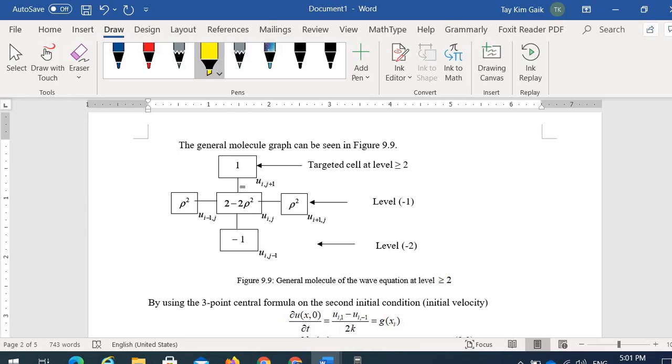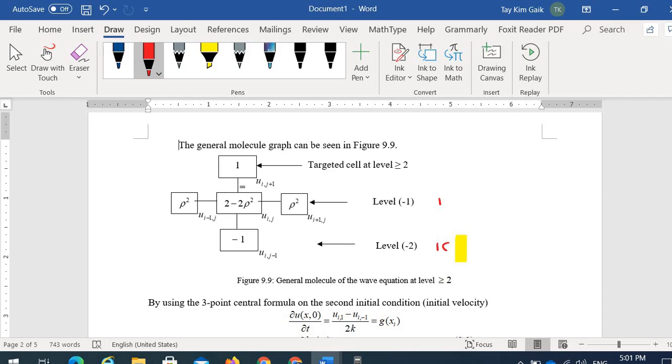If let's say this is level 0, the level 1, then you can solve for your level 2. So this means level 0 is from the initial condition. So you need level 1, so that you can solve level 2 upwards. So now how to get level 1?